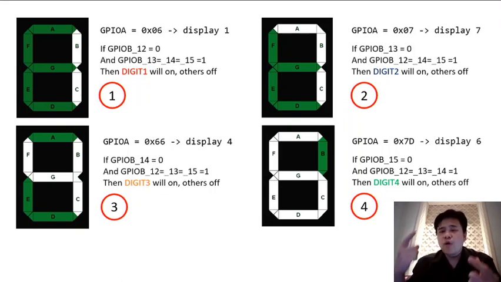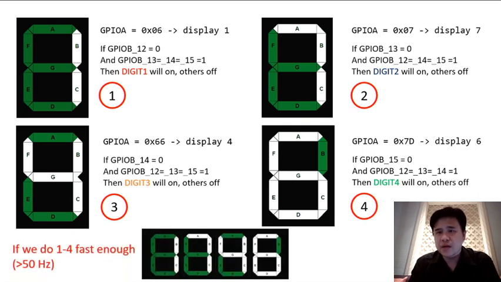And if you create the patterns to show 1, 2, 3, 4, 1, 2, 3, 4, 1, 2, 3, 4 fast enough, what's going to happen? If you display 1, 2, 3, 4 step by step very fast, greater than 50 Hz, then you will find out every pattern shown in its specific location of your 7-segment will appear at the same time, as I show in this one.